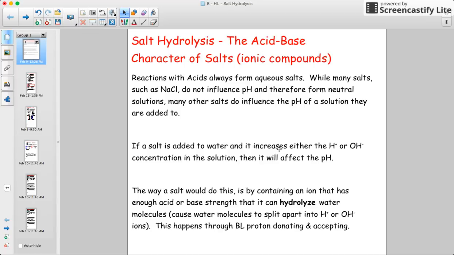Okay, so following up on learning about the calculations that go with weak acids and bases and dealing with pH and concentration, we're going to look at the concept of salt hydrolysis, which is another way of saying the acid-base character of salts. So we know that whenever an acid reacts, we always produce an aqueous salt as one of the products. And although classic table salt, something like NaCl, has a neutral character and doesn't affect pH in any way, there are many salts that actually can affect the pH of a solution.